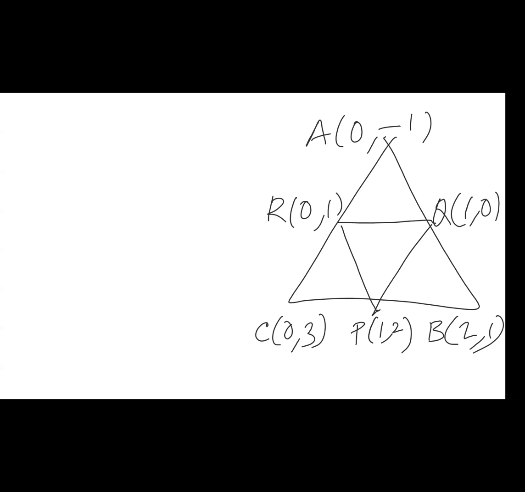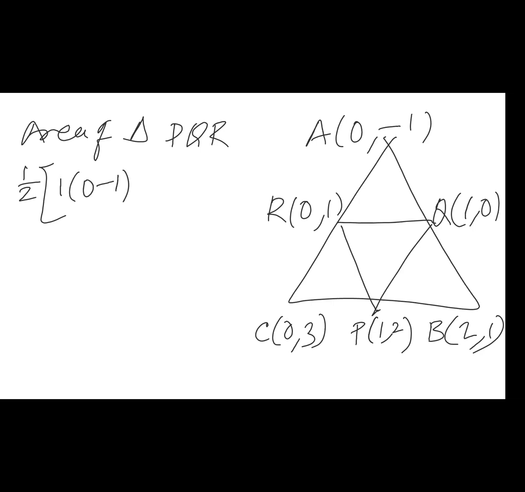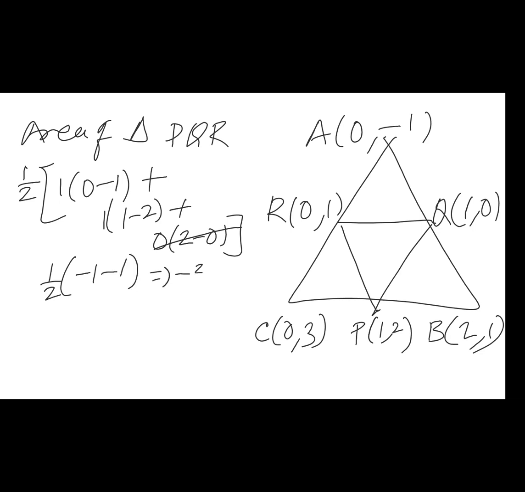Now we have to find area of triangle PQR. This will become half, 1 (0 minus 1) plus 1 (1 minus 2) plus 0 (2 minus 0). So this will become 0. Half into minus 1 minus 1. So this will become minus 2 by 2, minus 1.